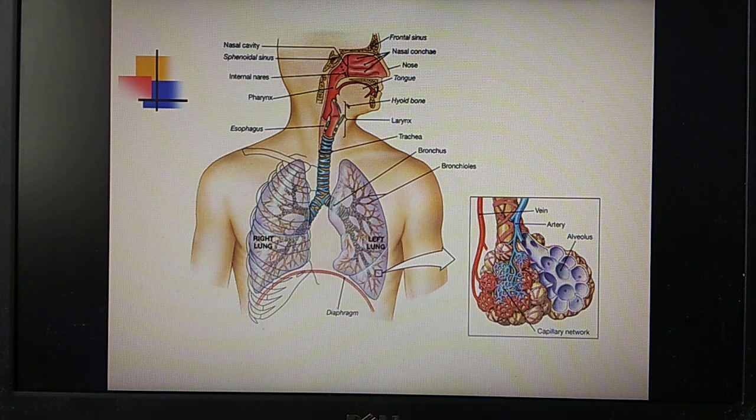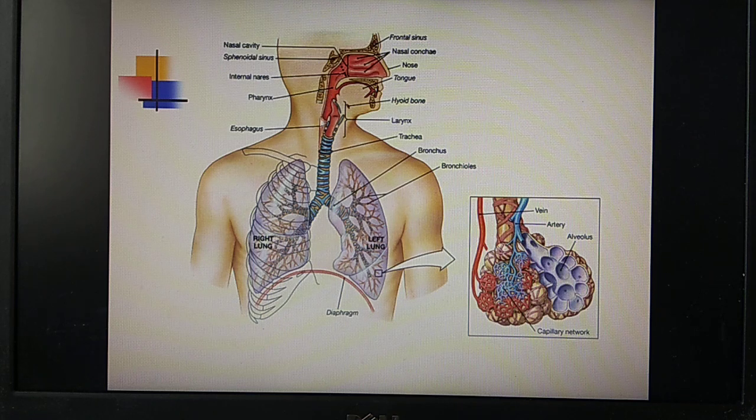Coming to the organization, it includes the nose. See, this is the nose which has the nasal cavity. The nose is divided into two nasal cavities by a nasal septum. The nasal cavity continues with the pharynx. The next important organ is called the pharynx, commonly known as the throat.